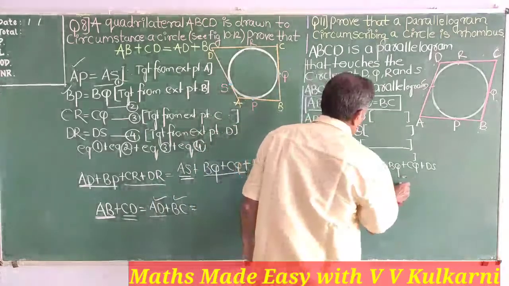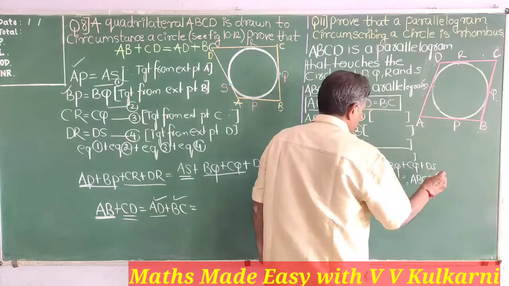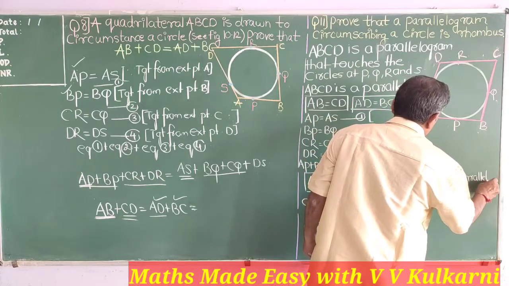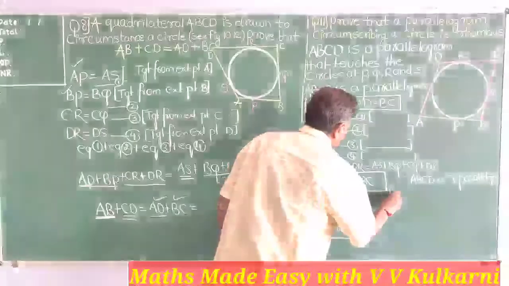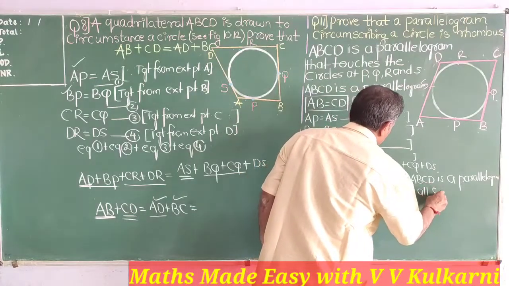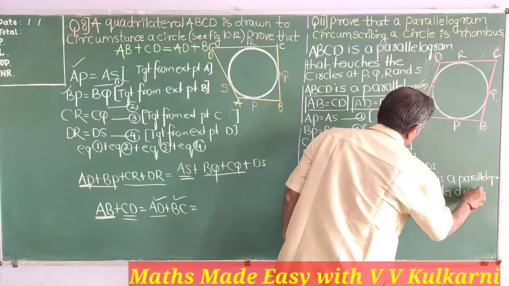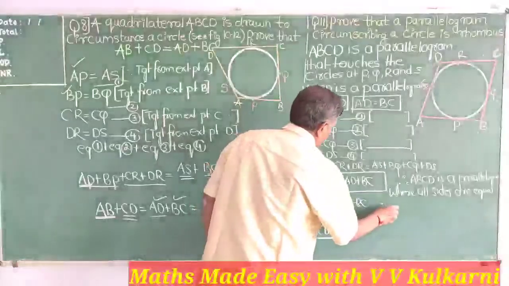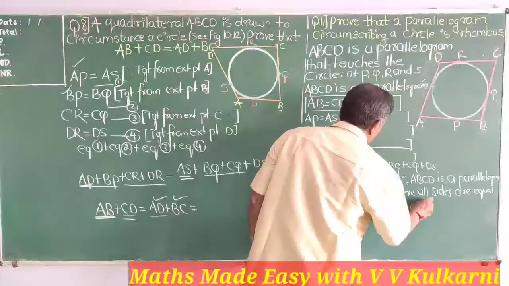So therefore I can say that ABCD is a parallelogram where all sides are equal. Therefore it is a rhombus.